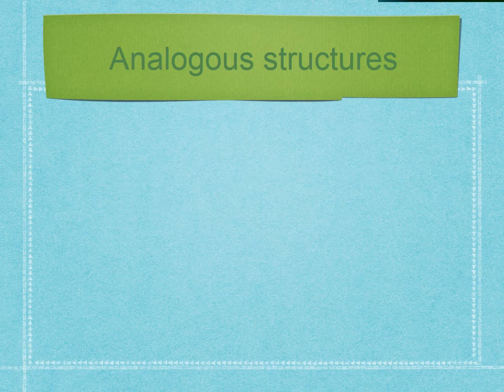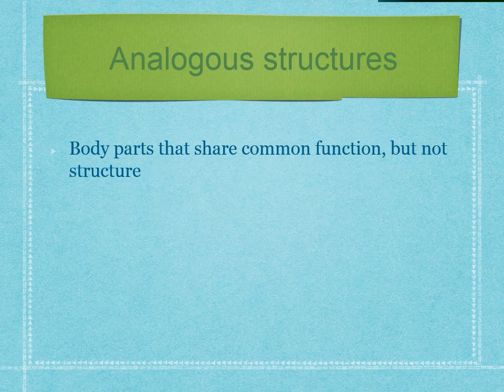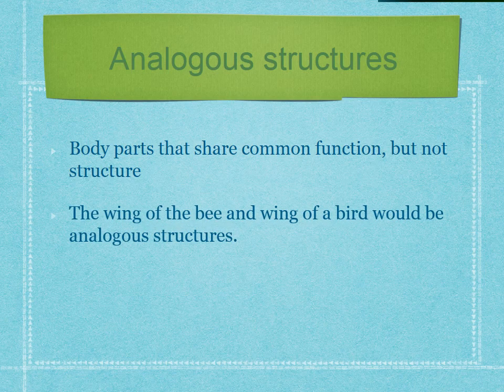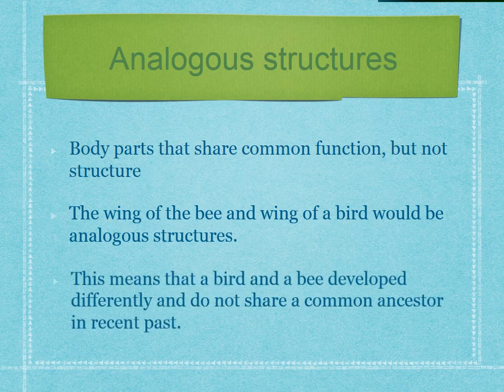Another idea of anatomy is analogous structures. And if you know what that word analogous means, then you know that it is a word to compare. So analogous structures are body parts that share common function but not structure. An example of this would be the wing of a bird and the wing of a bee. They have the exact same function, flight, but they're definitely different structures.